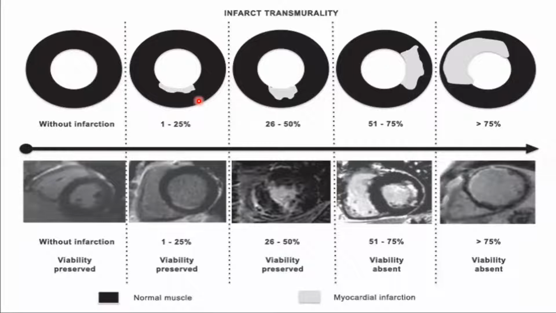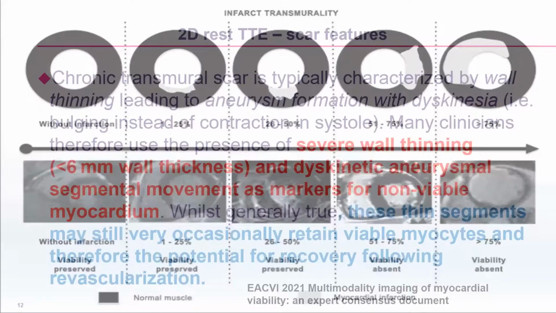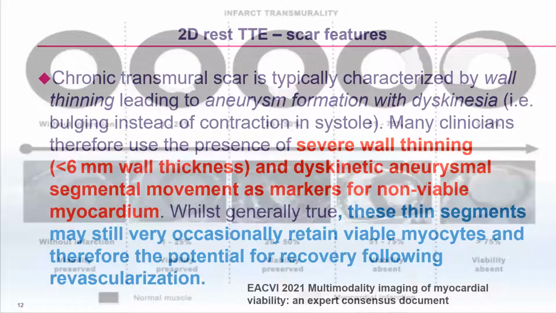So these two situations are the best, when there is no scar or the scar is very limited, and these patients will improve after revascularization. Here the things are not so simple. When the scar is between 26 and 50%, some patients do improve, some do not improve, some have very limited improvement. And above 50% of scarring, and in fully transmural scars, even if you revascularize this patient, there will be no improvement. So these patients do not benefit from being revascularized.